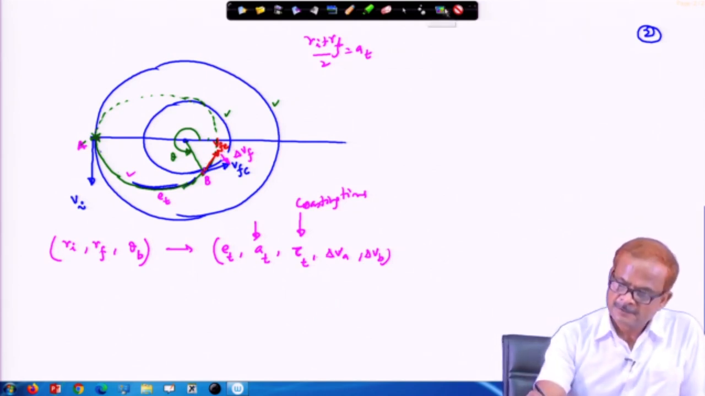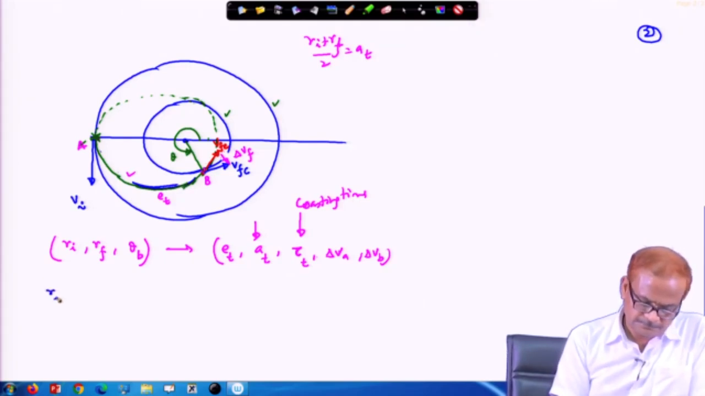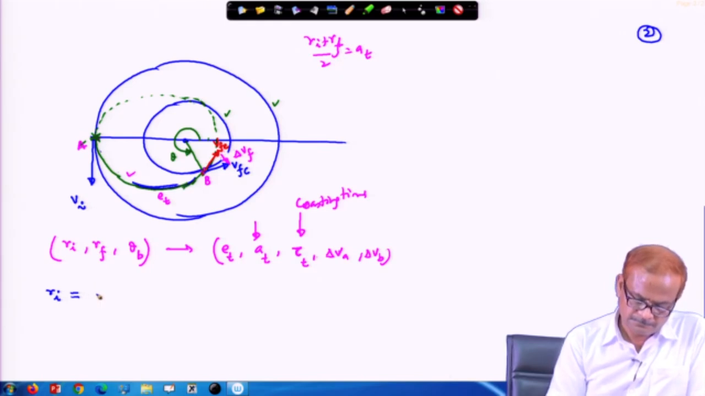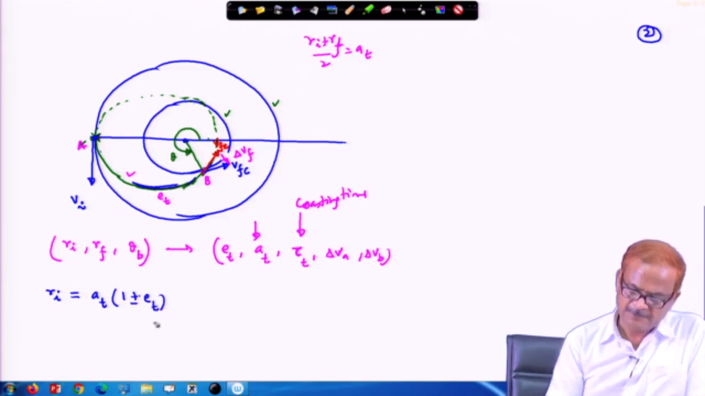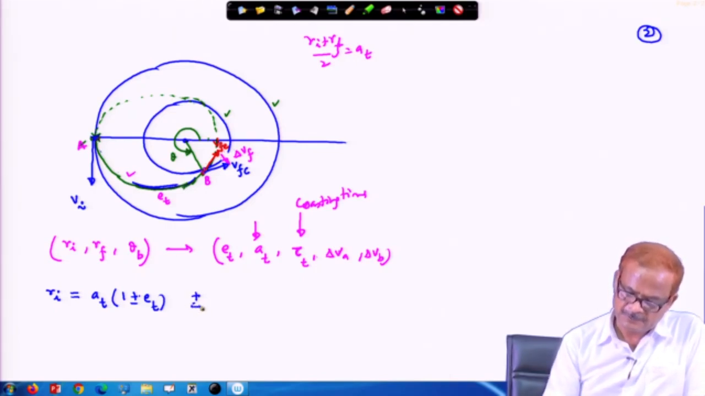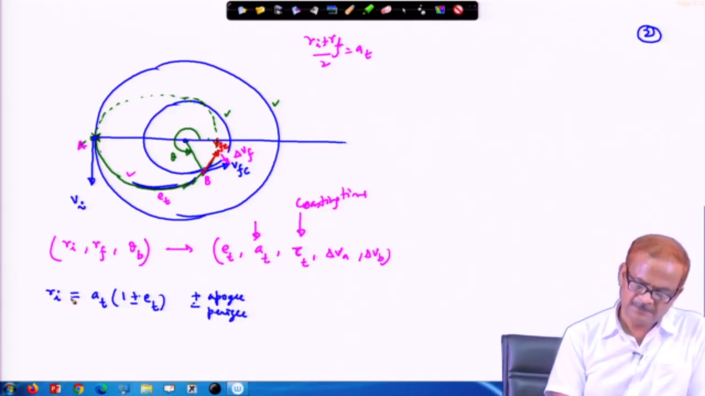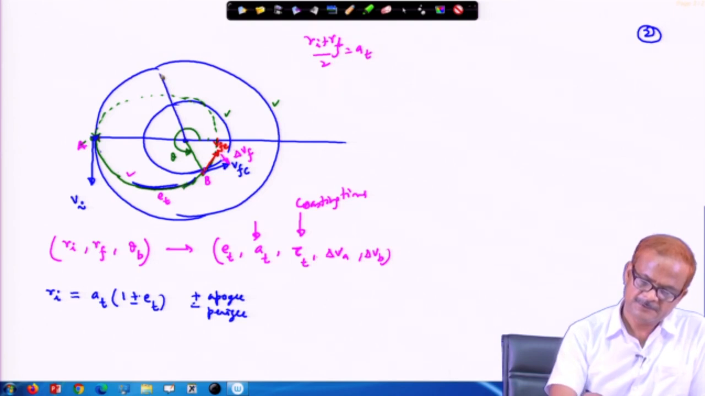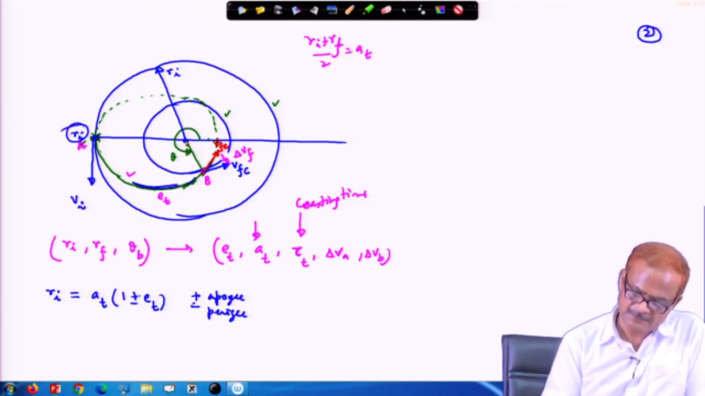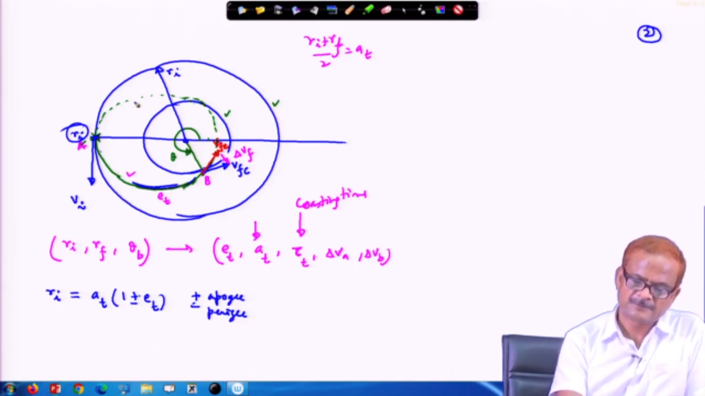Now, we start with this. r initial at this point equal to a of the transfer orbit times (1 plus or minus e of the transfer orbit). Plus is for apogee, if the maneuver is starting here, this happens to be apogee, and minus is for perigee. So, your r_i, r initial, is here at this point, this radius is r_i. So, r initial equals a_t times (1 plus e_t), where e_t is the eccentricity of the transfer orbit which is shown in green.